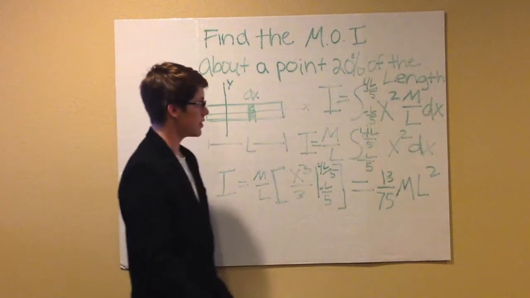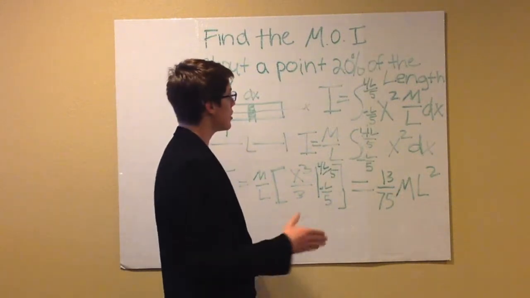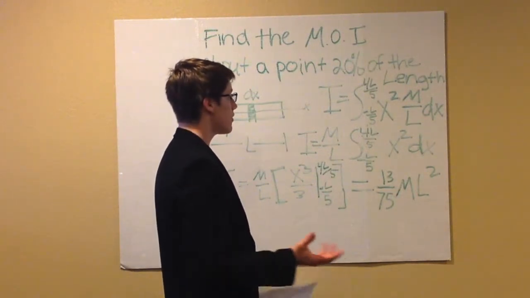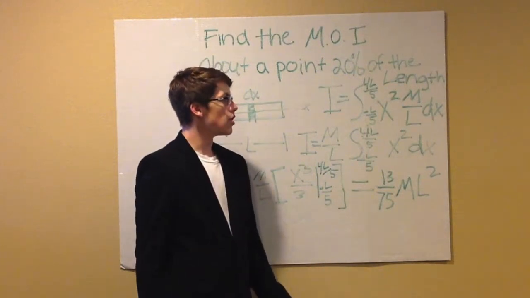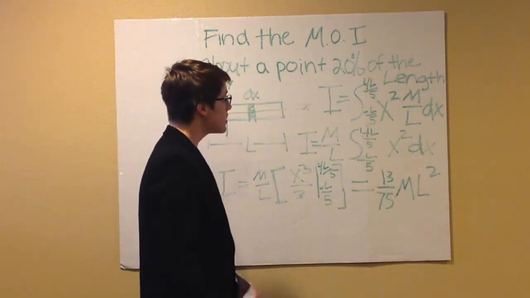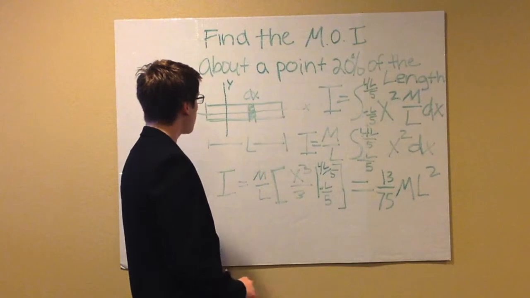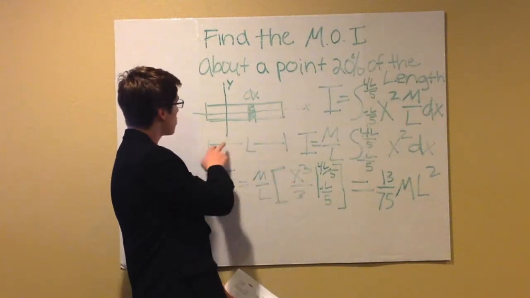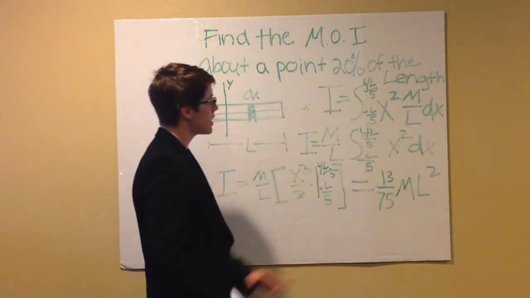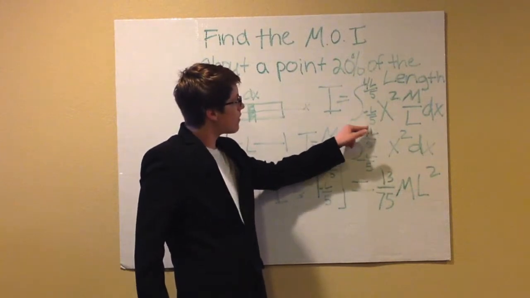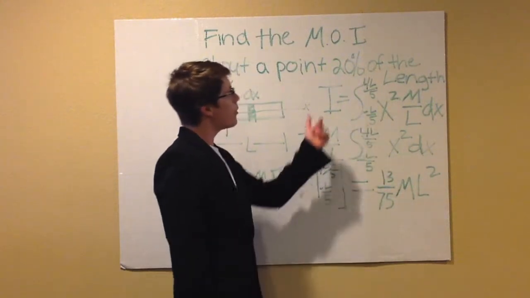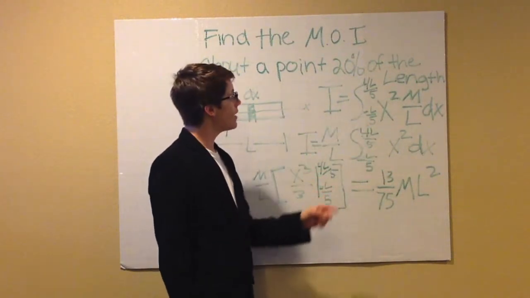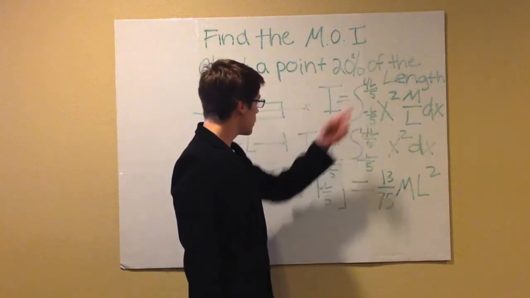The equation still stays the same, though the limits change. So we still have I equals the integral of x squared m over L dx, whatever your limits are. But this time the limits compensate for the 20% where we want to find it, and then the rest, the 80%, so we have negative L over 5. We're going to start the integral there, and we are going to end it at 4L over 5, right there.